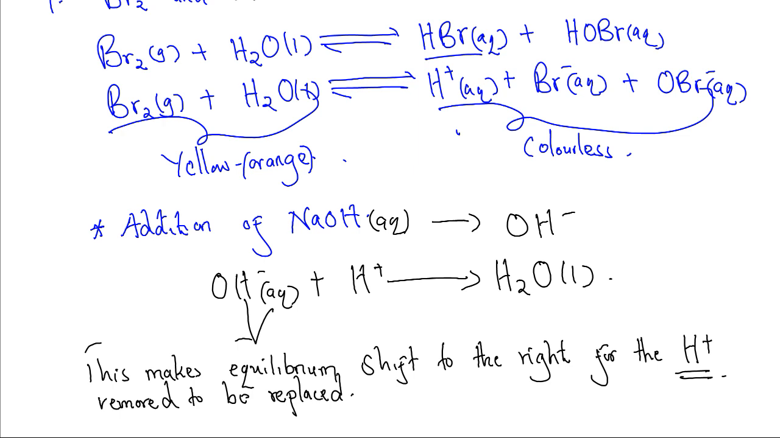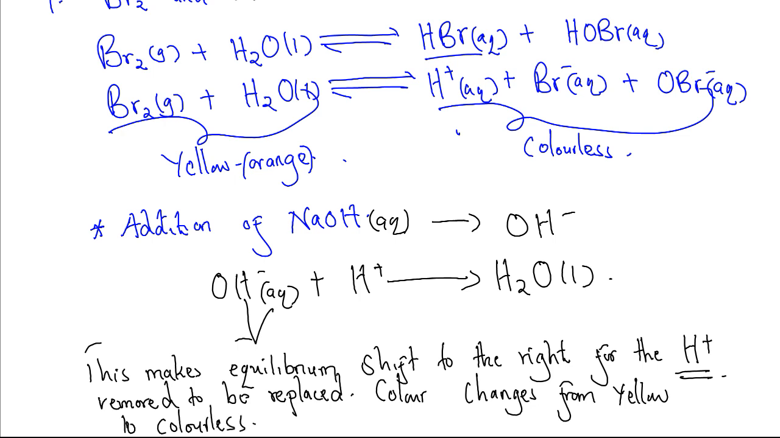Therefore, color changes from yellow to colorless. Observation will be color changes from yellow, orange or yellow orange, to colorless. Because the colorless is on the side of the product and the system will shift to the right. So the observation is that orange color or yellow color changes to colorless.